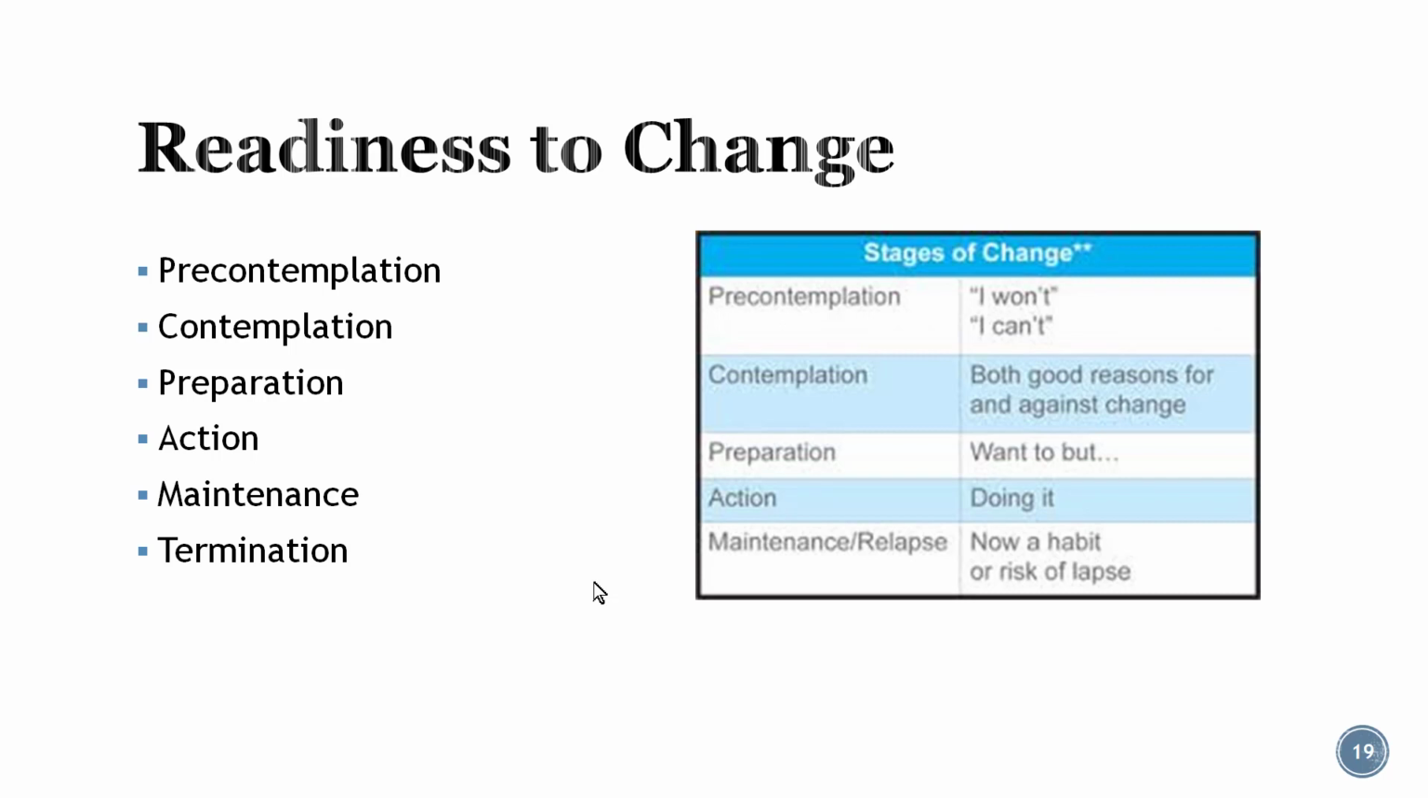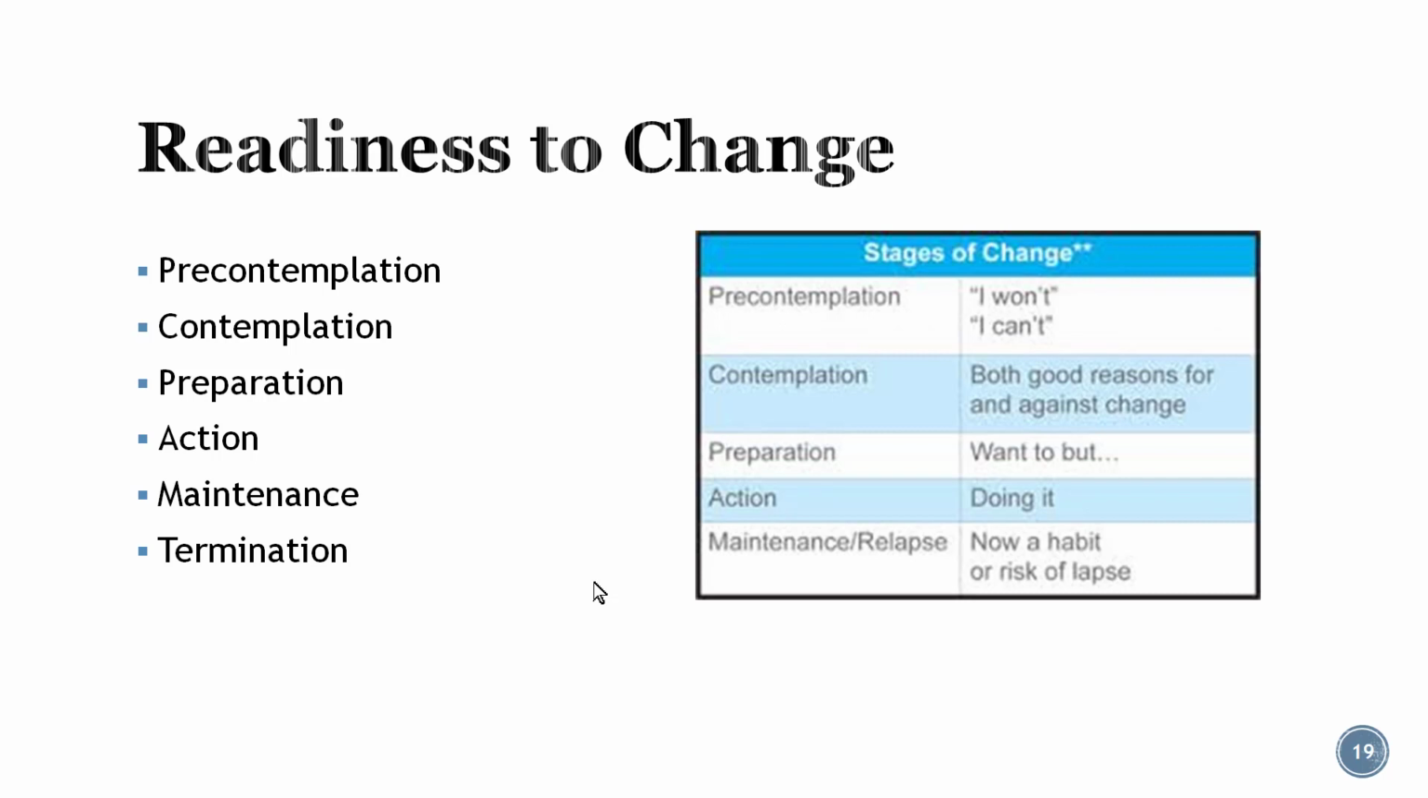In the maintenance phase, which is also called a relapse phase, the new behavior becomes a habit, but there's still a risk of a relapse. But people in maintenance have been successful in quickly reestablishing the desired behavior from the lapses, and the maintenance stage can last for months or years.